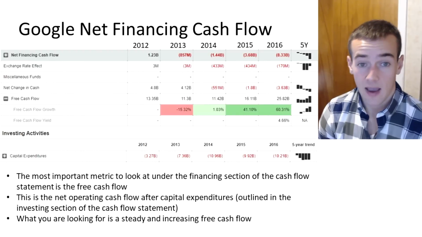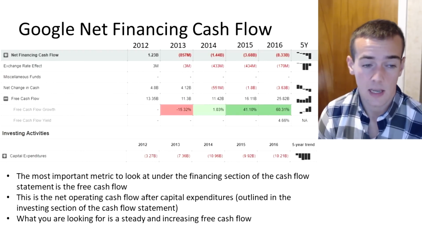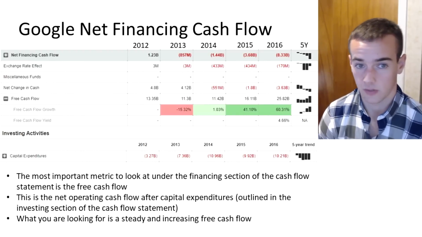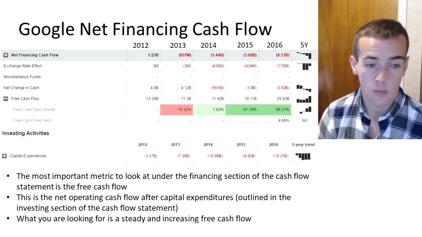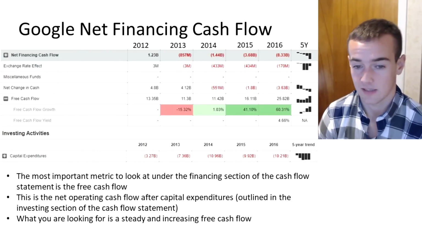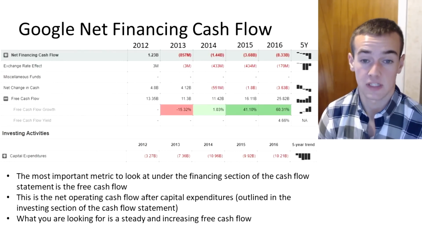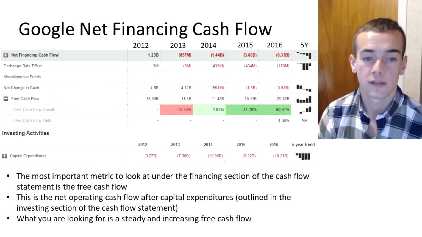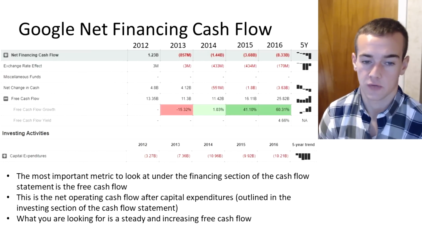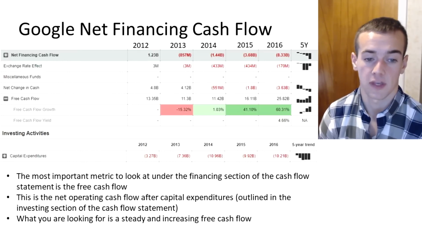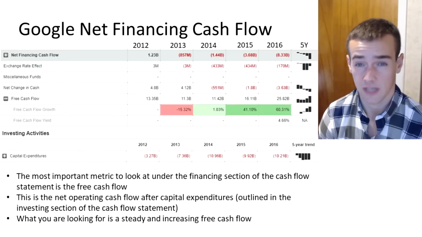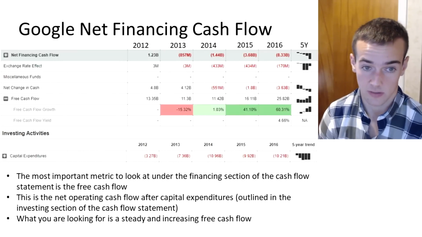And next we have the financing section of the cash flow statement, and I also included investing activities under the investing section of the cash flow statement because that's really the only thing I pay attention to under that section. The most important metric to look at under the financing section of the cash flow statement is the free cash flow. So this is the net operating cash flow after the capital expenditures, which are outlined in the investing section of the cash flow statement. So that's what I look for under the investing section, those capital expenditures.